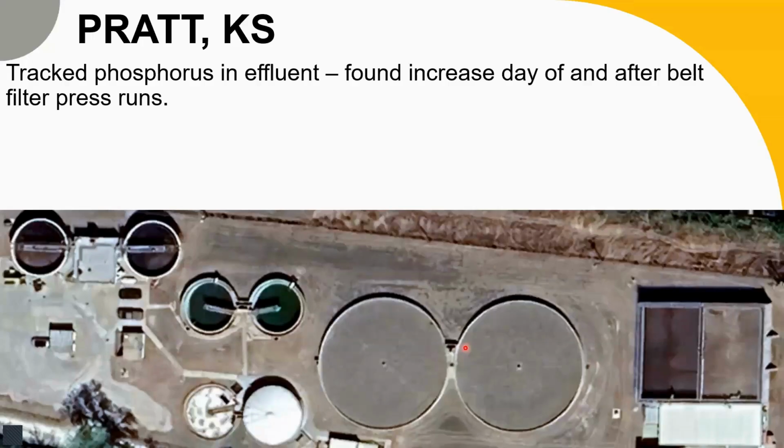So they're doing a lot of process control testing. They were tracking the phosphorus in the effluent, and they found that it increased in the day and just days following belt filter press runs. And they run the belt filter press once a week on Thursday or Friday, all day. It works well with their other schedule. So like, how can we make this better?